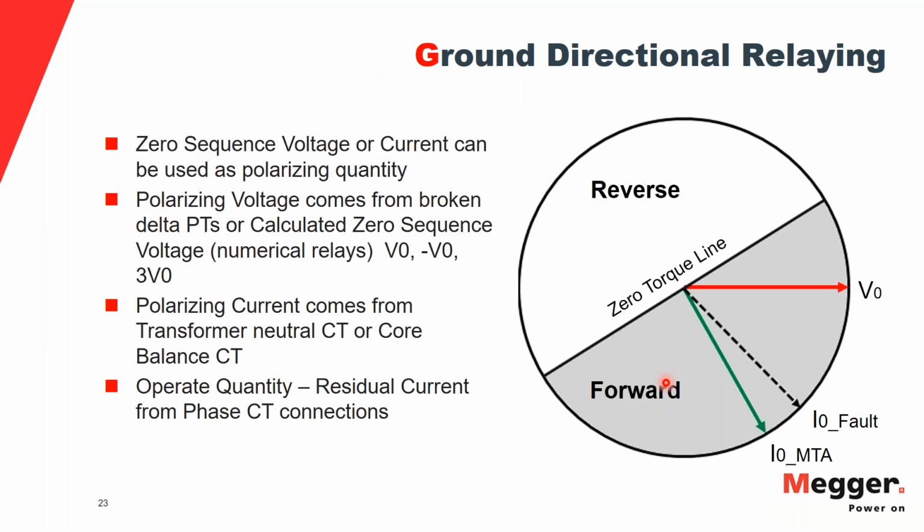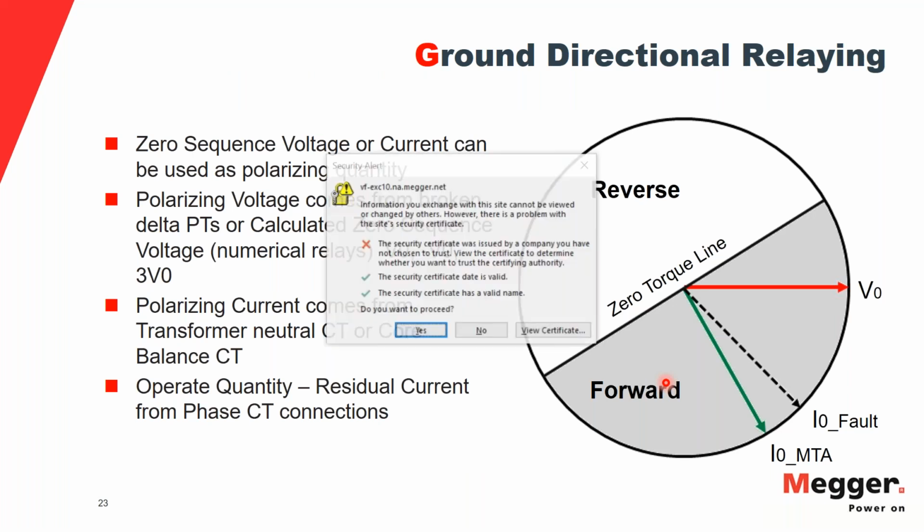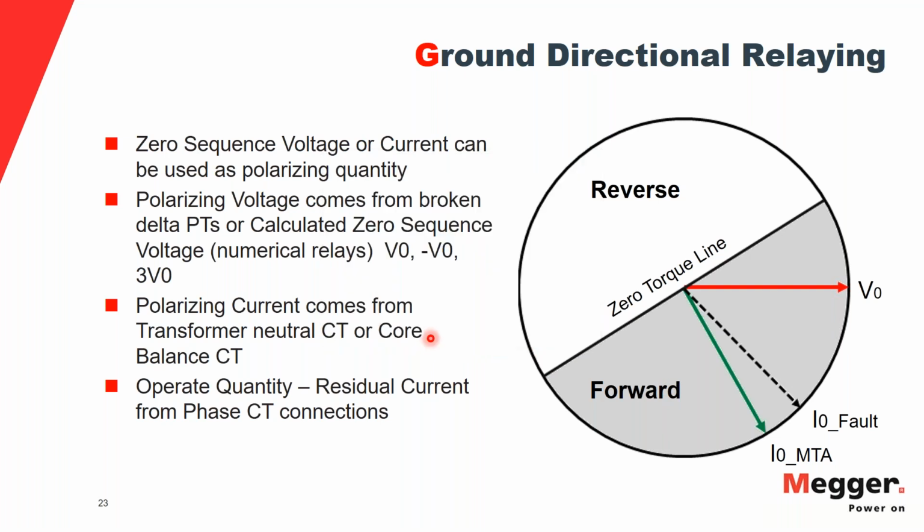What is ground directional relaying? Ground directional relaying looks for any current flowing in the ground circuit. We know from symmetrical component theory that that's a zero sequence current that flows through the neutral of a Y-connected circuit. So in ground directional relaying you use your zero sequence voltage or your zero sequence current as your reference, depending on what kind of power transformer connections you have.